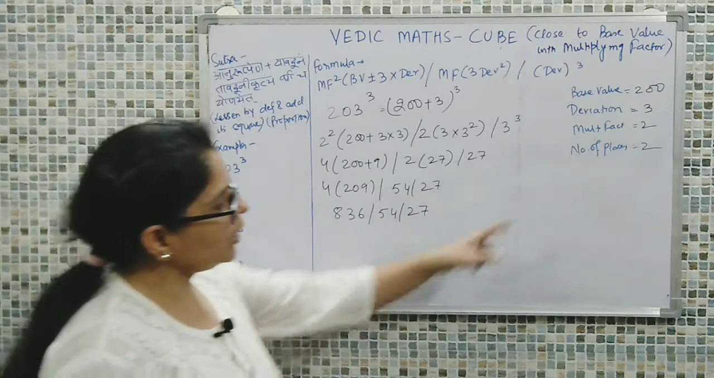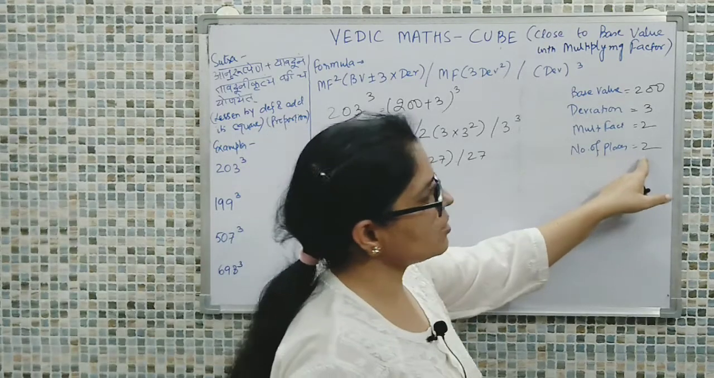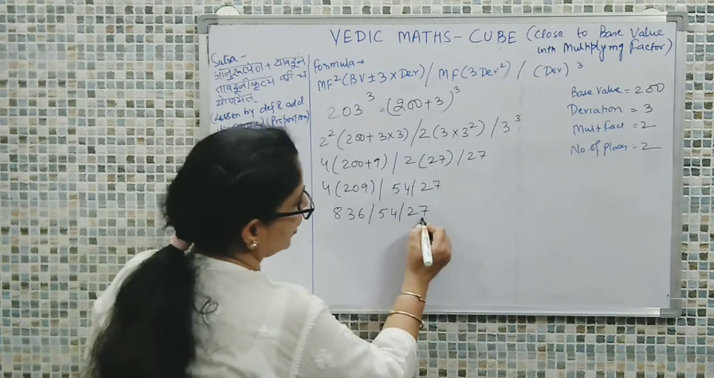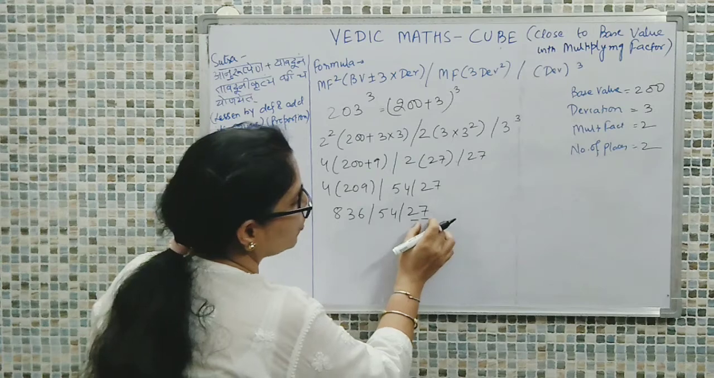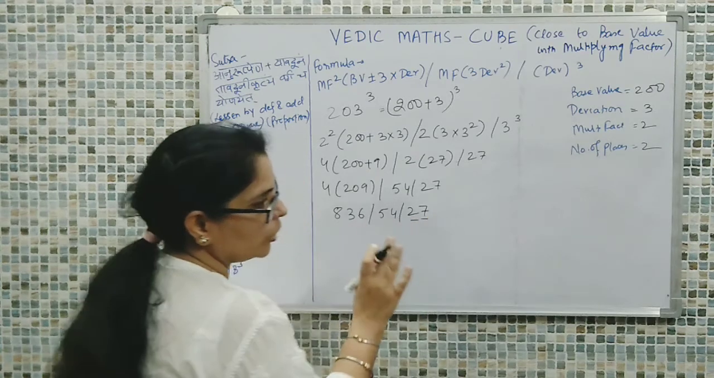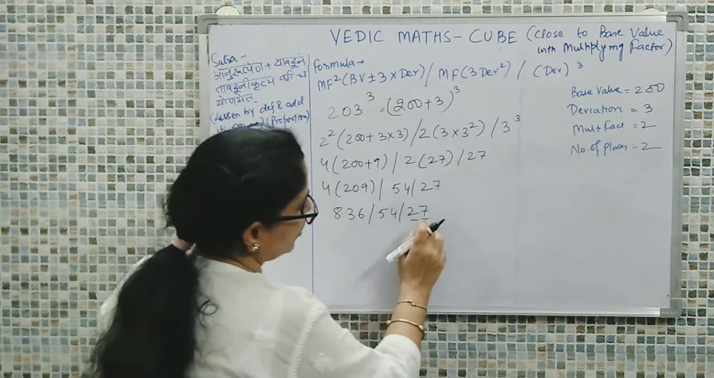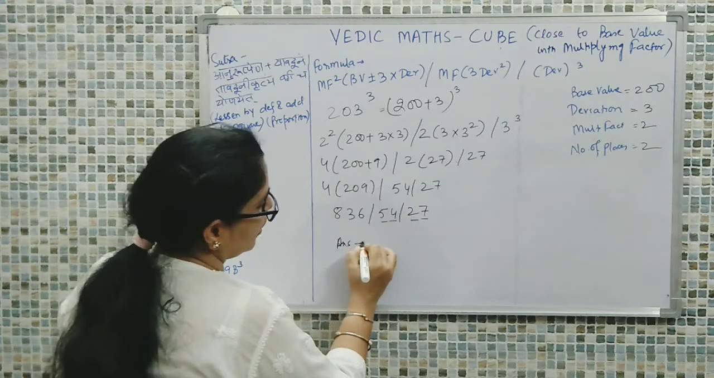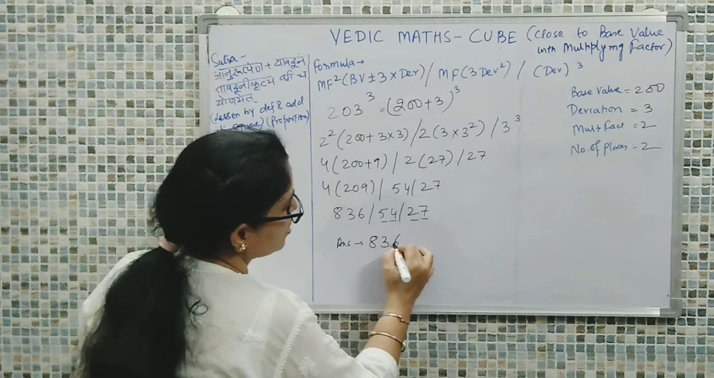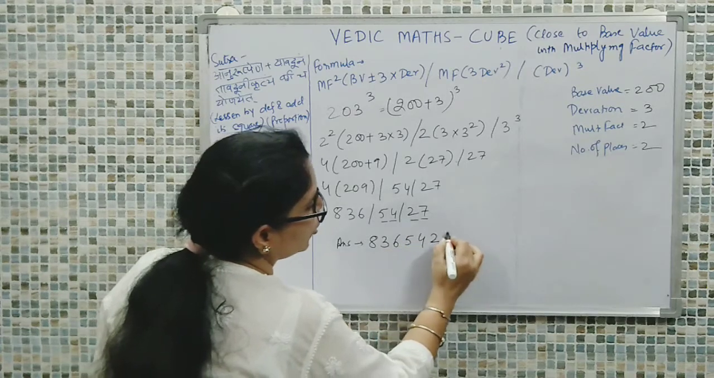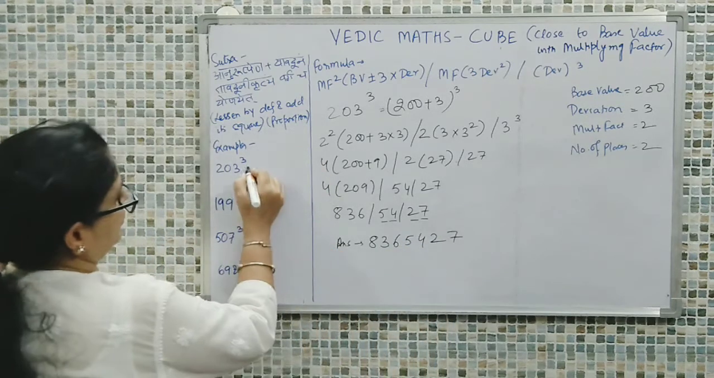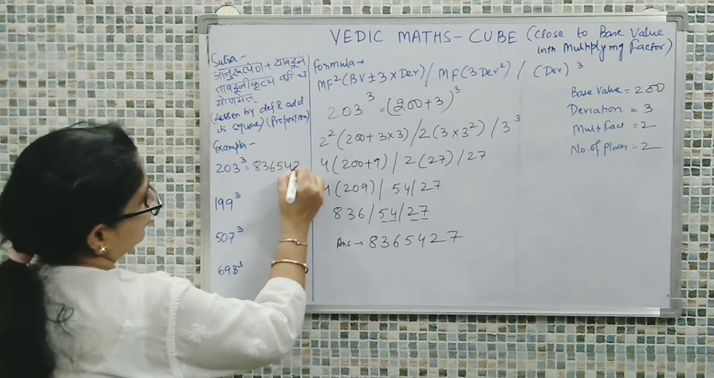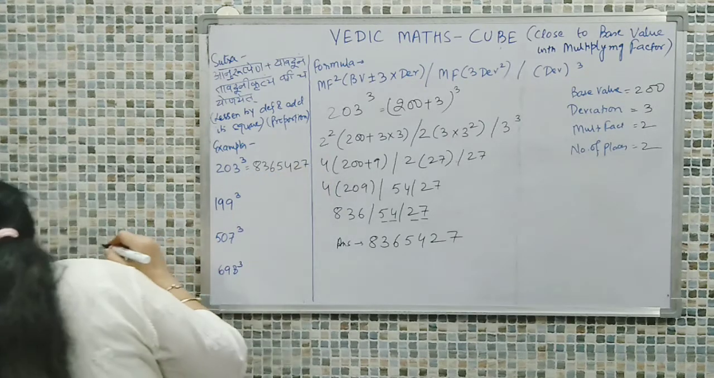Now what we need to identify next is the number of places. The number of places is 2 over here. It means that every portion needs to have 2 places, counting from the right hand side; we don't need to bother about the left hand side. So here we need 2 places, here we need 2 places, and that is fine. So our final answer is 836,5427. So it was really very simple.